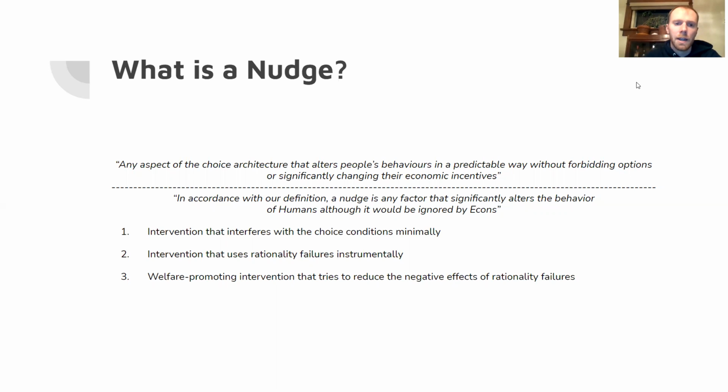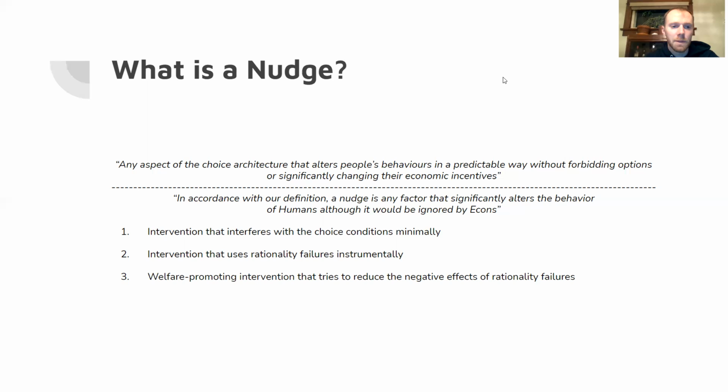Later on in the book, they refine or add to this definition: a nudge is any factor that significantly alters the behavior of humans that normally is ignored by econs. And econs are their term for economists or governments or people who are trying to track people's behavior or create the statistics on behavioral scientists. So it's just getting away from the normal interventions, the normal statistics that we see on behavior.